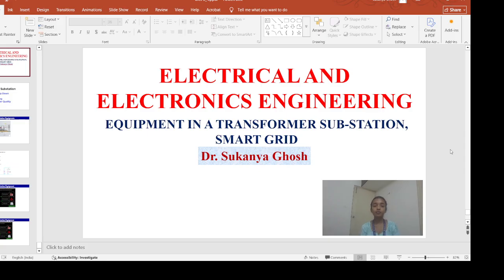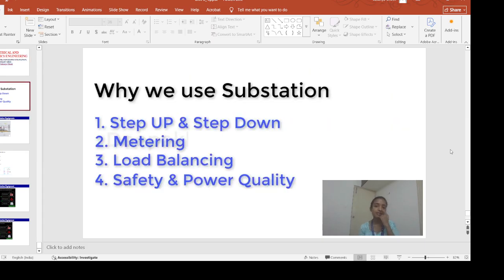Today we will discuss the equipment in a transformer substation and smart grid. Previously we have already seen what a substation is. A substation is a facility that can manage or control the voltage levels, and it directs the power flow. And what is a bus? A bus is a connection point, junction, or hub in the substation that links different lines and electrical components together.